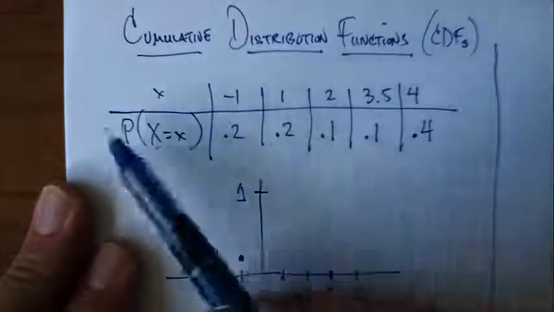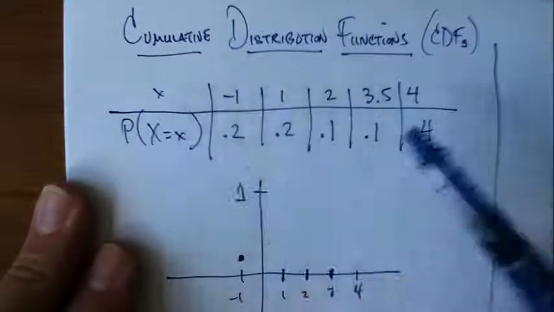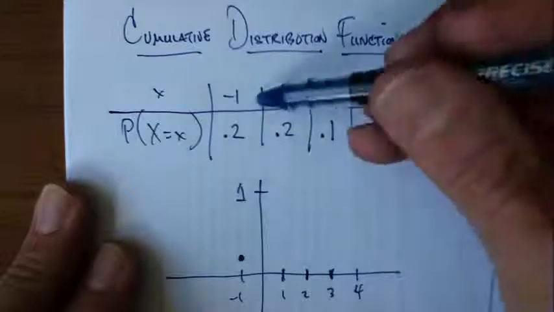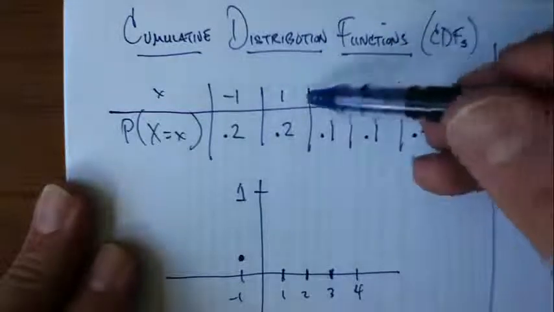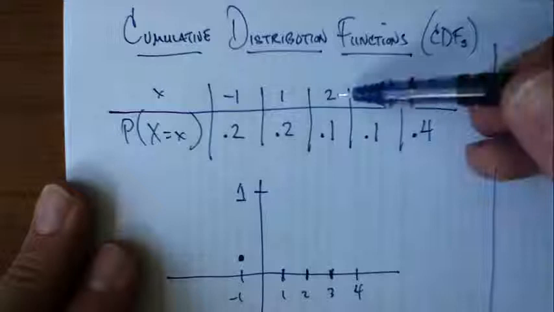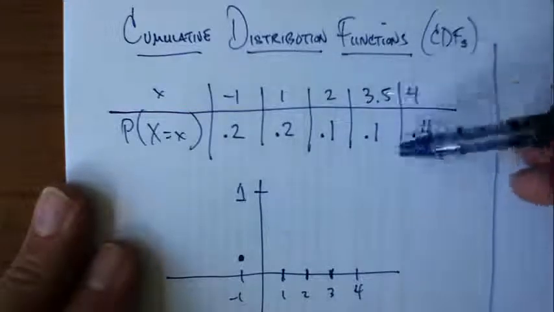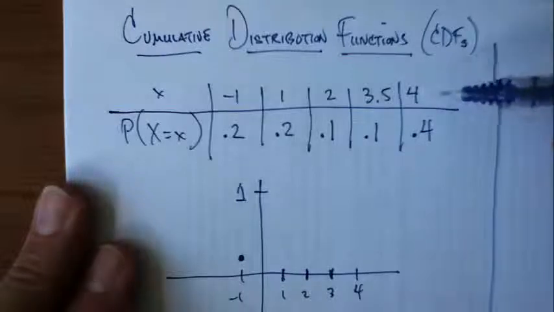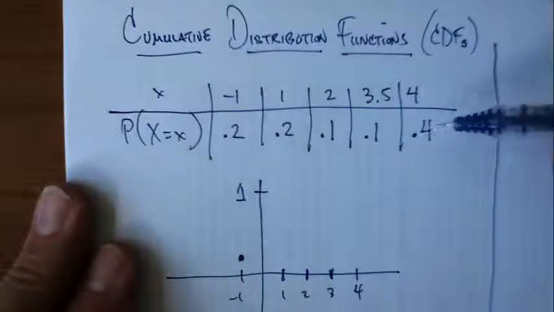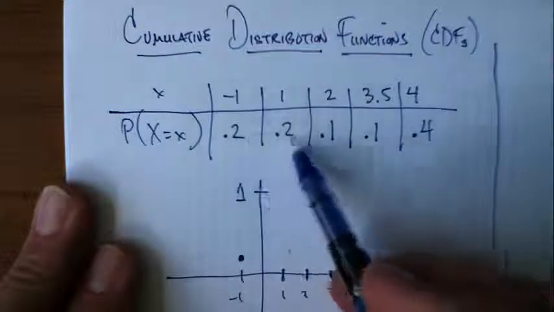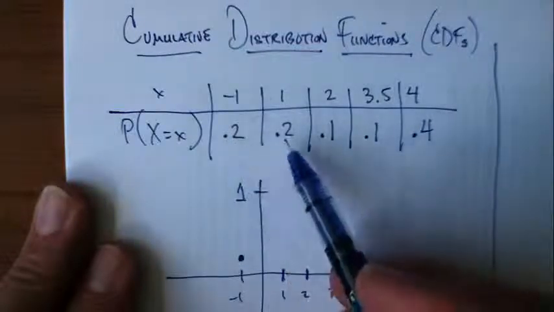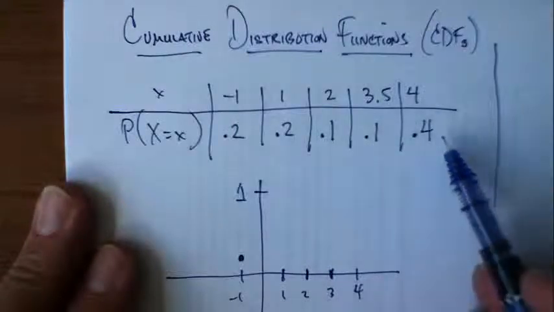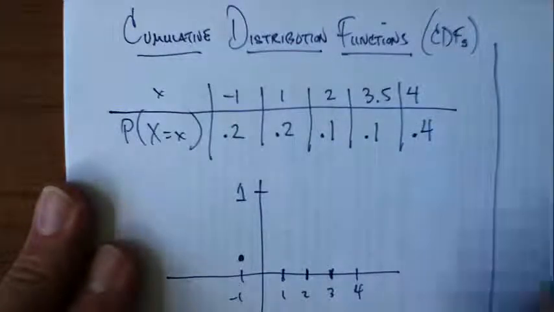For example, here's a distribution for a discrete variable, of course. X can take on the value of -1 with probability 20%, or 1 with probability 20%, or it can be 2 with probability 10%, or 3.5 with probability 10%, or it takes the value of 4 with probability 40%. Okay? Let's see. 20%, 40%, 50%, 60%, 100%. Get it? Okay.